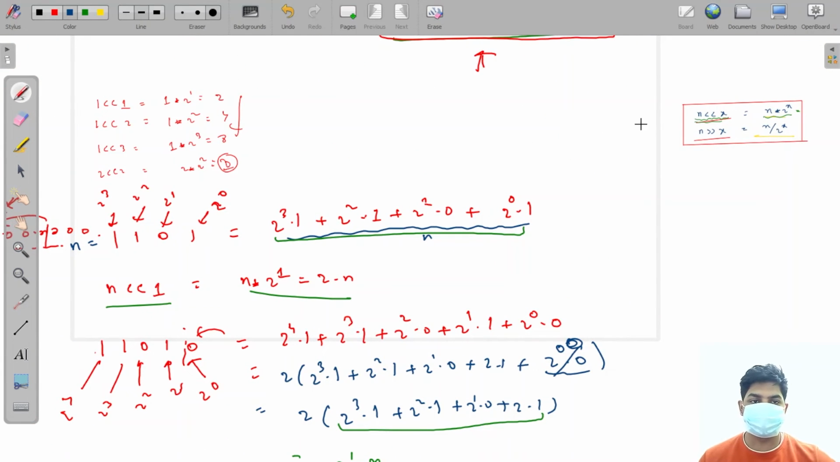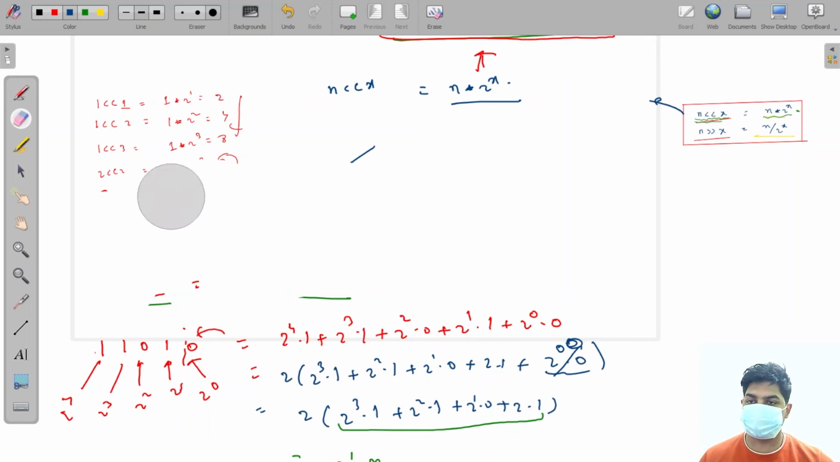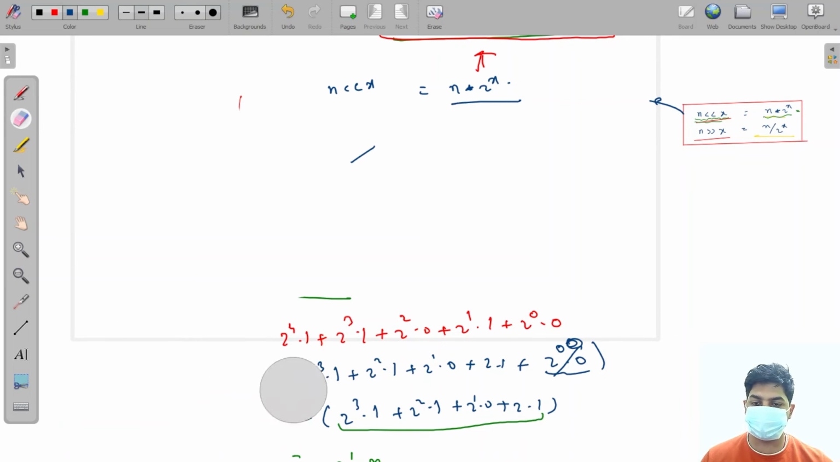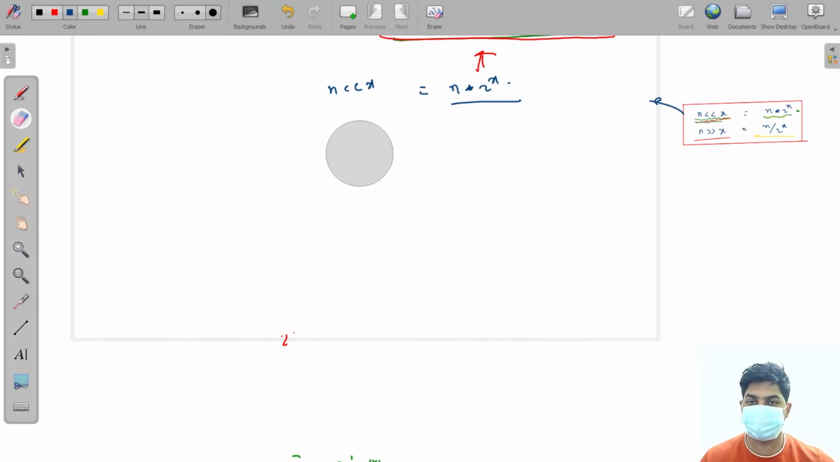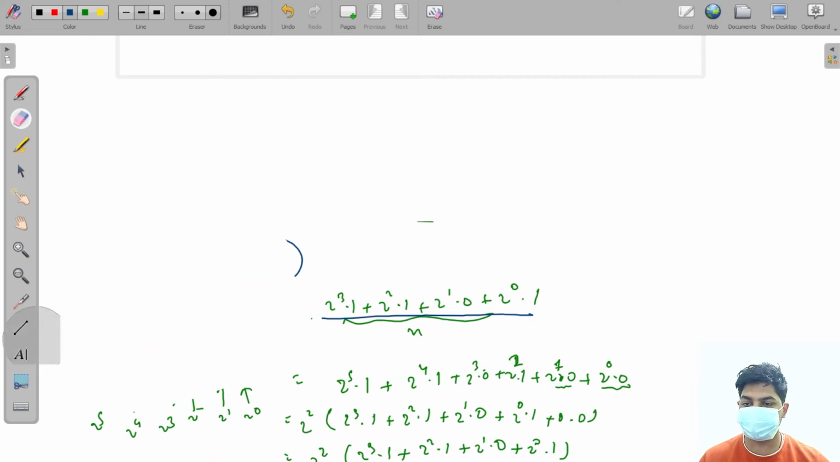That is, if we perform left shift by x on any number, it will be equal to n into 2 raised to power x. Okay, so this was for the left shift part. Now let's see that it's the same for right shift also. Right shift is also working in the same way, but let's take a small example for that also.